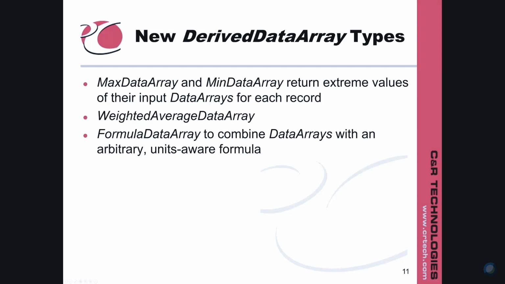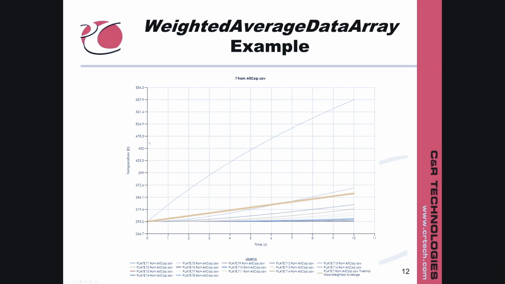We've added a weighted average data array. We already had an average data array, but now you can weight that average based on information that either you provide externally or that you pull out of the data set. And I'll show an example of that in a moment. And then we've added a formula data array that, again, takes a list of data arrays, but then the operation that it performs is an arbitrary formula that you enter, and that formula is units aware. And I'll explain what that means in the example.